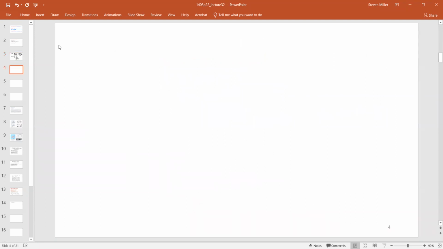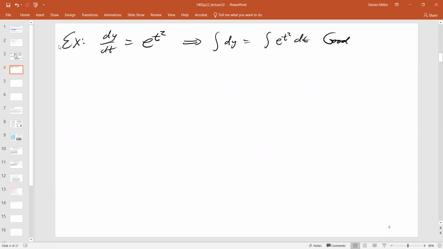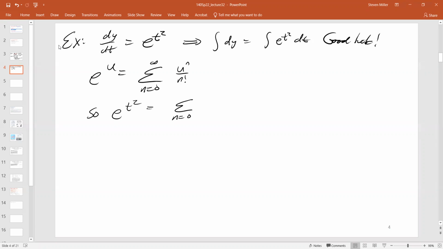So for example, I could give you dy dt is e to the t squared. So then we would have the integral of dy is the integral of e to the t squared dt. Good luck. There's no nice antiderivative of that. We can come up with infinite series expansions, and we can try to play games like that. We can say e to the u is the sum, n goes from 0 to infinity, of u to the n over n factorial. So e to the t squared would be the sum, n goes from 0 to infinity, of t to the 2n over n factorial.